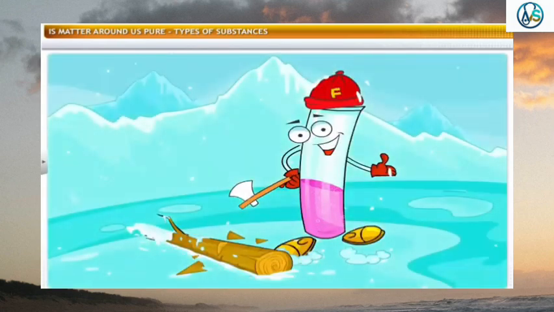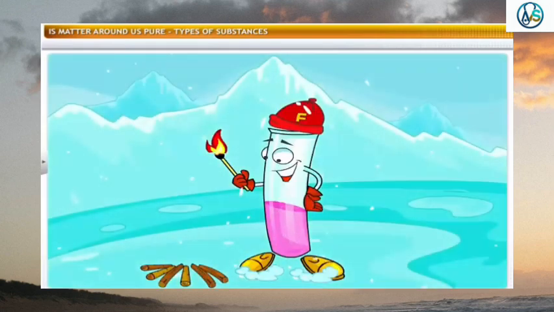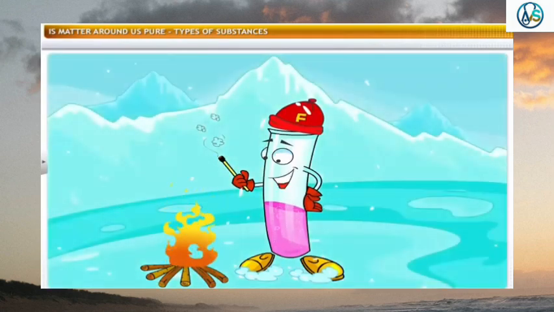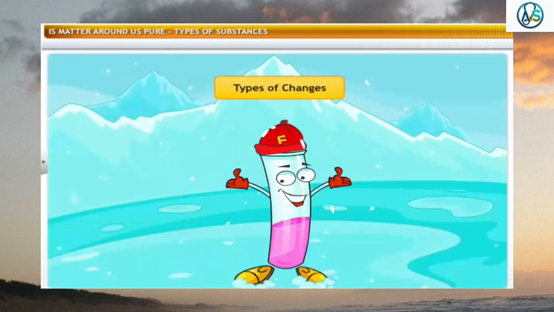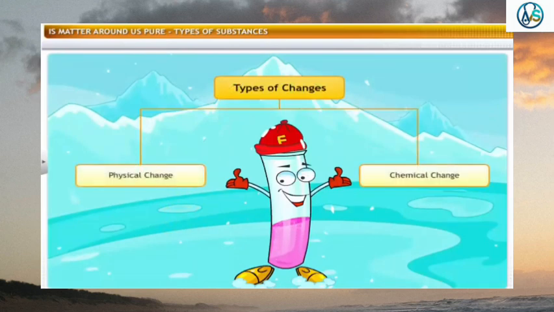Hey! I will show you something. This is a physical change. Let me burn this. I need some charcoal. Now this is a chemical change. There are two types of changes, physical and chemical. Physical changes are temporary, and chemical changes are permanent. Substances can undergo either physical or chemical changes to form new substances.